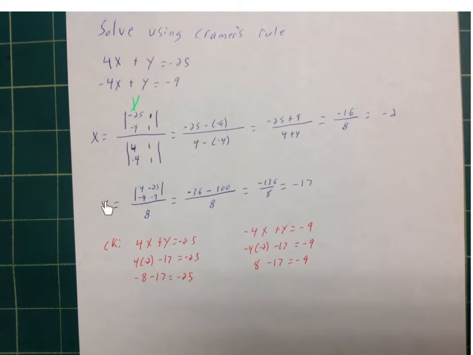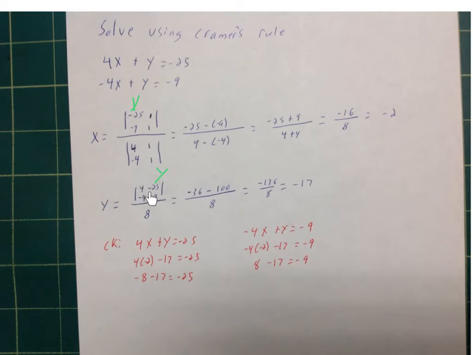When you want to solve for y, the bottom determinant will be the same as in the x. It worked out to 8, so we already have the value of the bottom determinant. Now this time we're solving for y, so in the y column, or the second column, we put the constants, the negative 25 and a negative 9. The other column will match this denominator again.